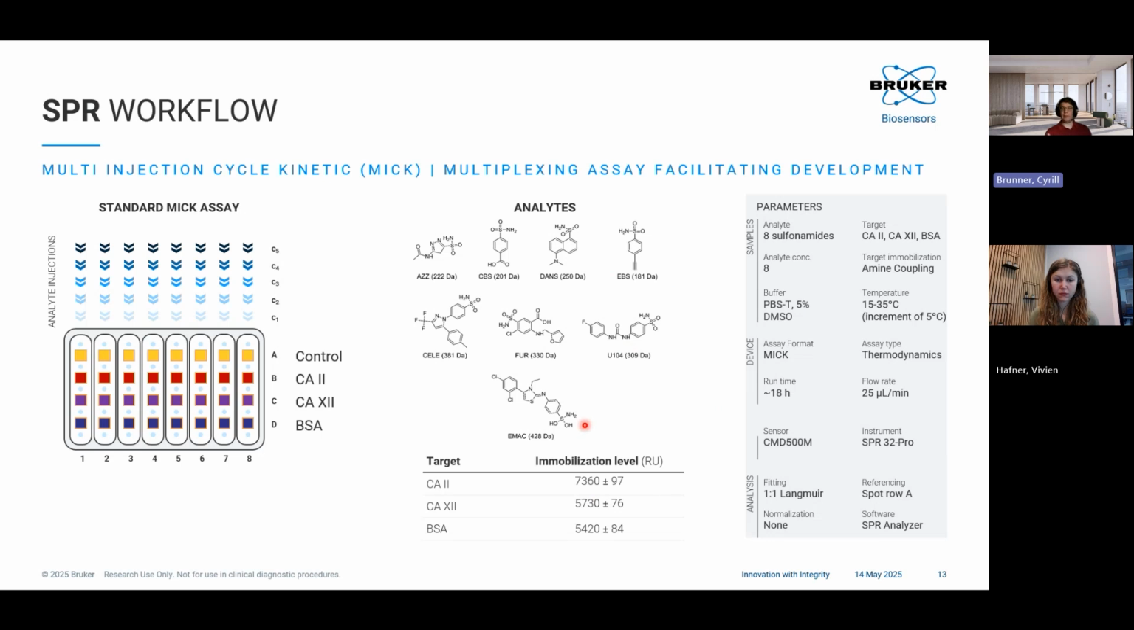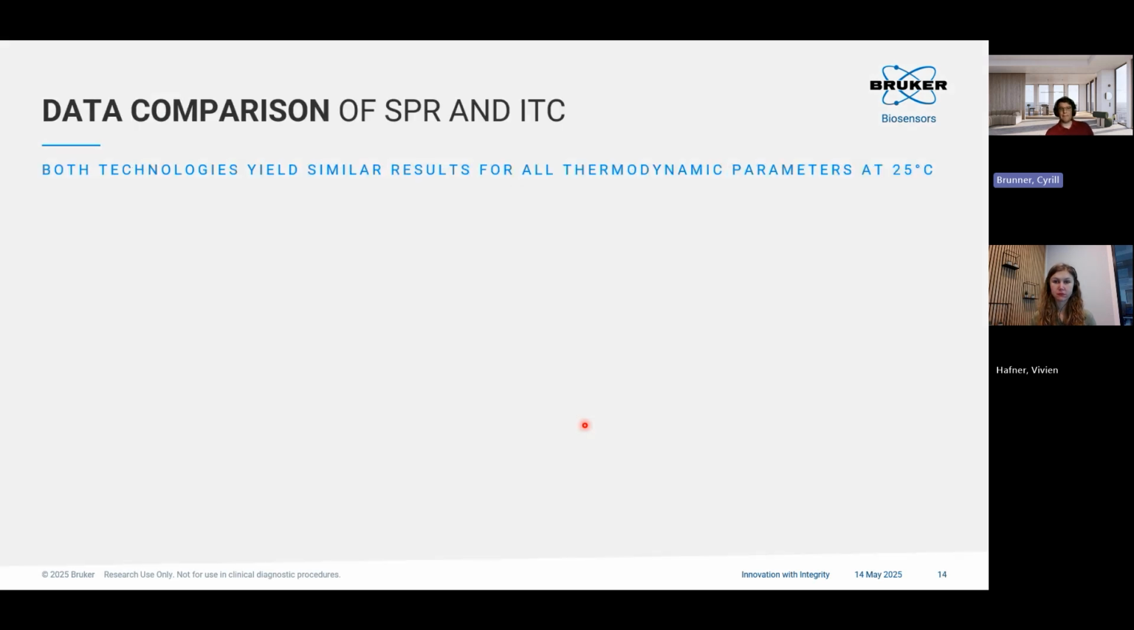The whole runtime of that assay, so we measured 8 concentrations, 8 compounds against 3 proteins, and that also over 5 temperatures, so ranging from 15 degrees to 35 degrees, all in 18 hours. So within basically a day, you get a complete picture of your interaction.